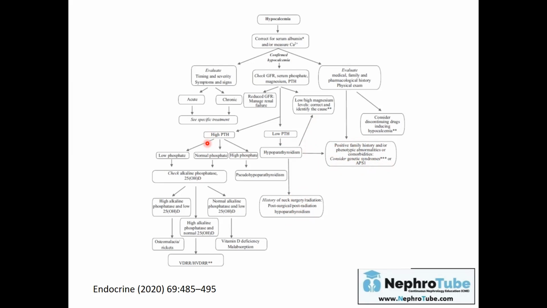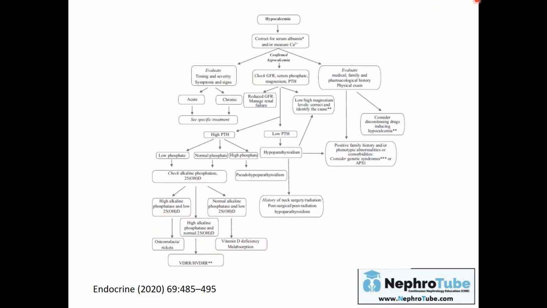If the patient has high PTH and high phosphate, this is what is called pseudo-hypoparathyroidism. If low phosphate or normal phosphate, you have to check alkaline phosphatase and native vitamin D. If the patient has low native vitamin D with high alkaline phosphatase, it is osteomalacia or rickets. If there is low vitamin D with normal alkaline phosphatase, it is vitamin D deficiency or malabsorption. And finally, if high alkaline phosphatase and normal native vitamin D, it is vitamin D resistant rickets.